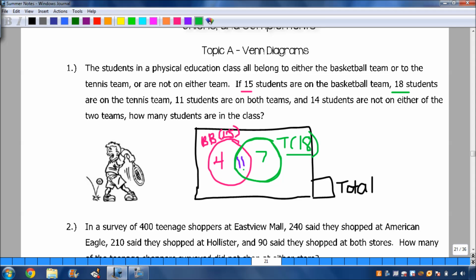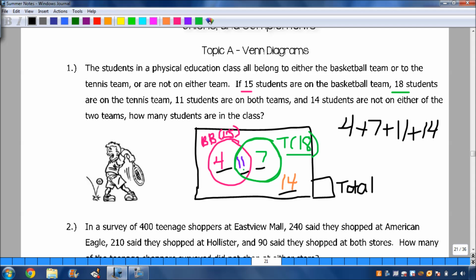Okay, and then 14 students are on neither of the two teams, so I'm going to put this 14 on the outside right here because it doesn't fit into any of the two circles. So the question is, how many students are there in the class total? Well, we know that there are 4 students that play just basketball. And we also know that there are 7 students that just play tennis. And we know that there are 11 students that play both. And we know that there are 14 students who don't play either one.